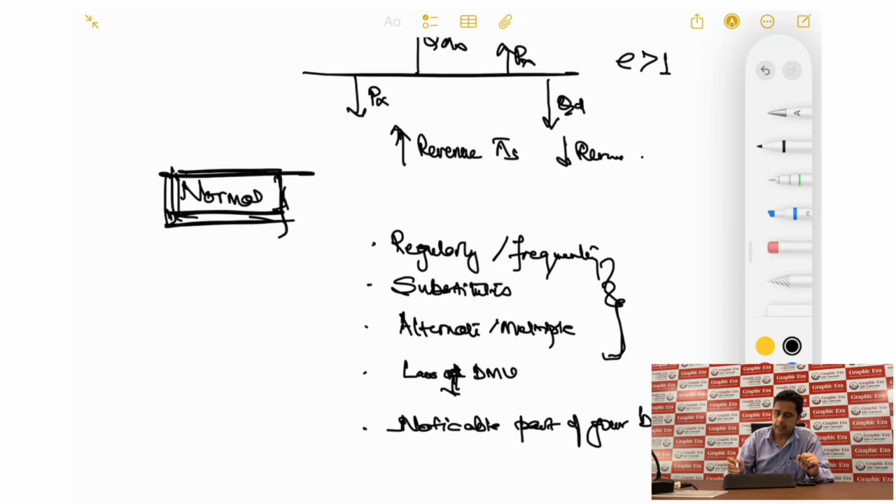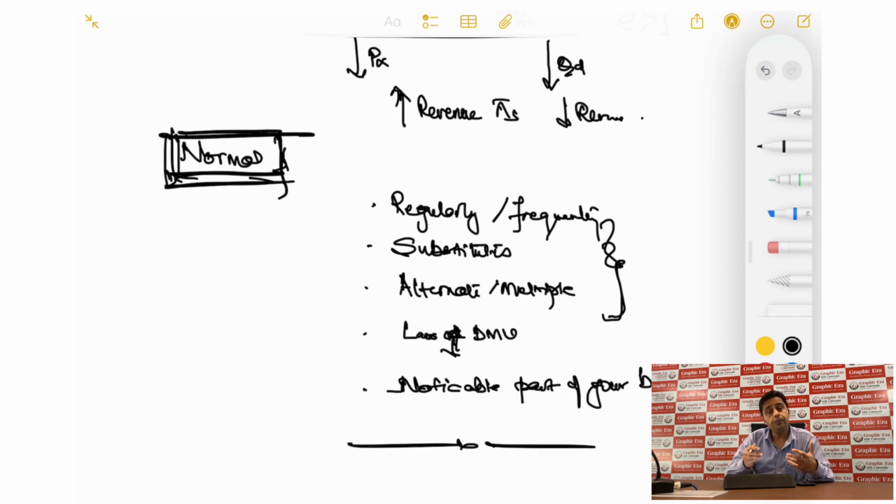So I think that's the end of it today. I hope you understood the concept of elasticity, and the concept of elasticity further helps in a lot of decisions by consumers and by producers or firms when they're taking their consumption or production or revenue, sales or profit related decisions.